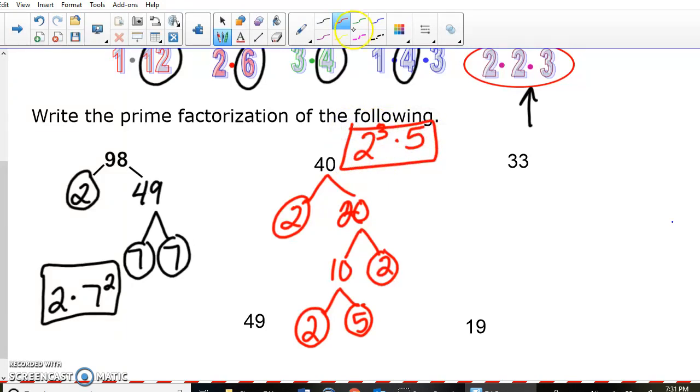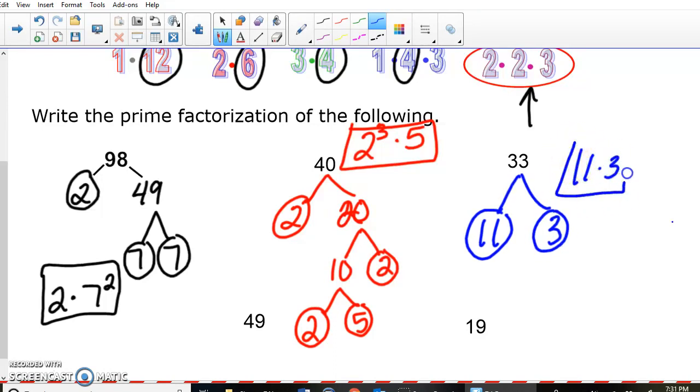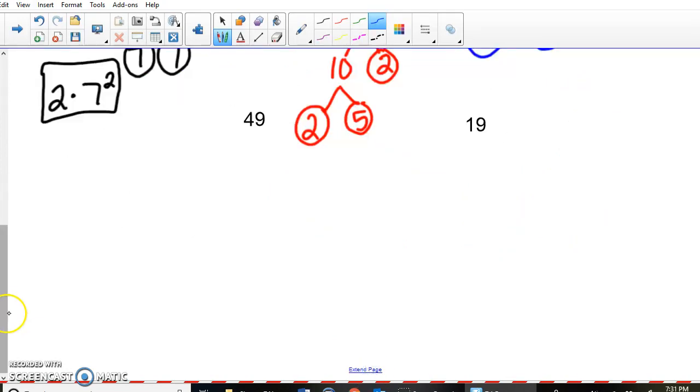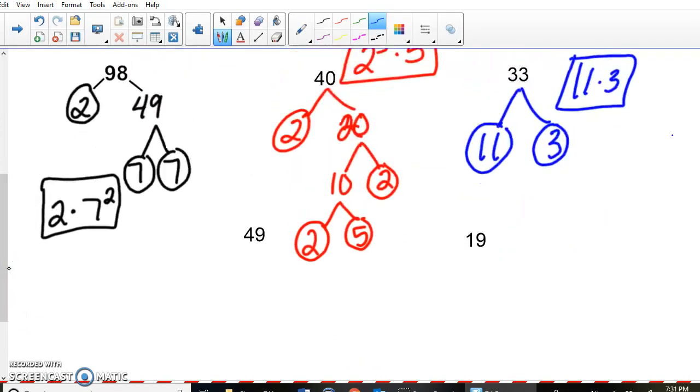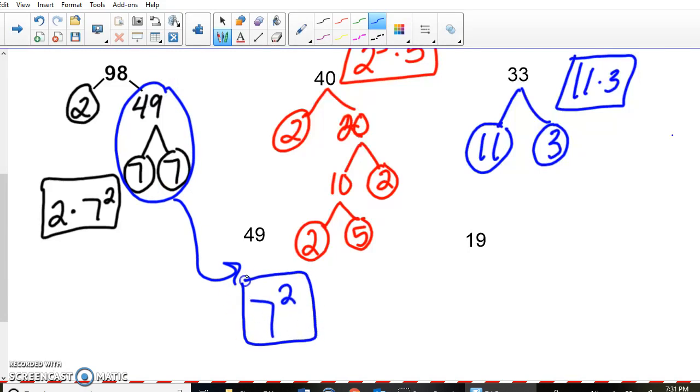Okay, 33, there's only one way I can split that. That would have to be 11 times 3, and both of those are prime numbers, so that is completely done then. And my final answer there would be 11 times 3 as my prime factorization. Okay, for 49, we kind of already did that one in our 98 factor tree. If we look right here, there's our prime factorization of 49, so you can just copy that down right there. And our final answer would be 7 times 7, or 7 squared.